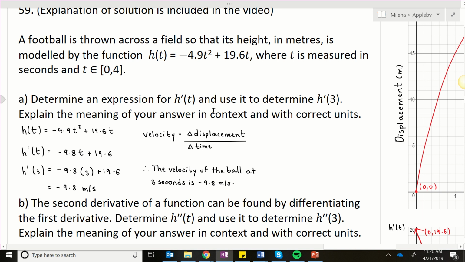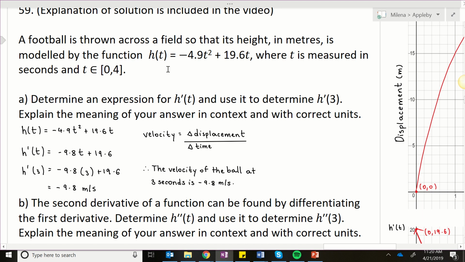Now, h'(t) is the first derivative of h(t), our original function. So to determine h'(t), we need to differentiate our original displacement function using the power rule. And once we have our derived equation over here, we can substitute the value of 3 for t to evaluate our answer, which is negative 9.8 meters per second.